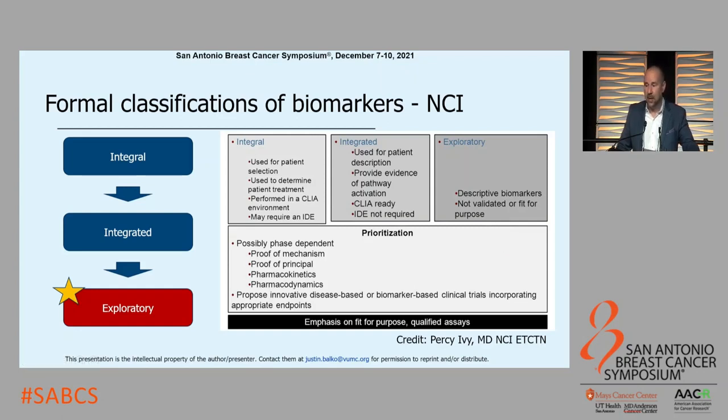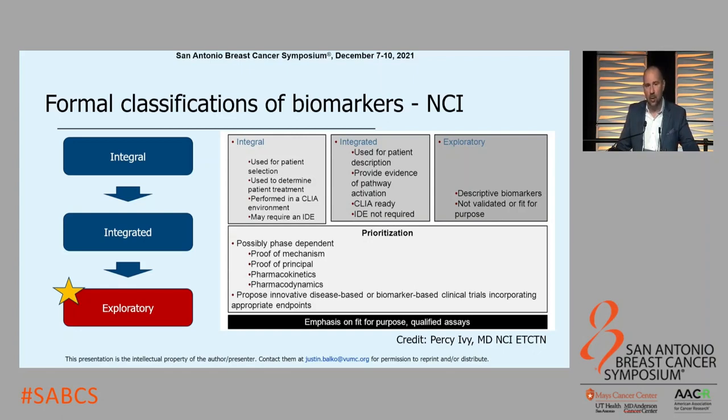They're typically, one defines an integral biomarker as you need to be able to perform that test conclusively in order to conduct the study. The next level is integrated. So this is typically used for patient description or stratification of the final results. It still has to be a robust assay, and ideally that would be a CLIA-ready assay, but it does not require an IDE. And then finally, the majority of early phase clinical trials have exploratory analyses.